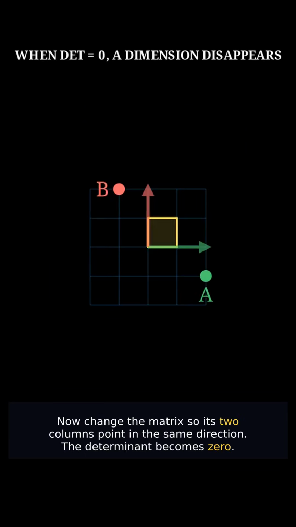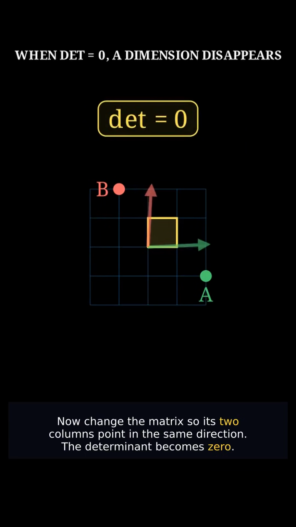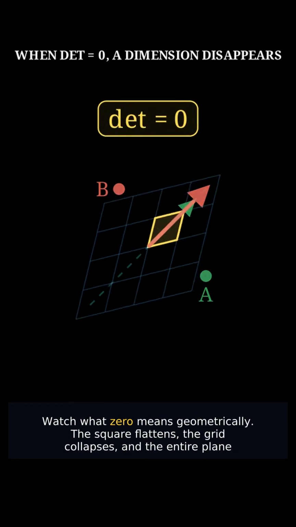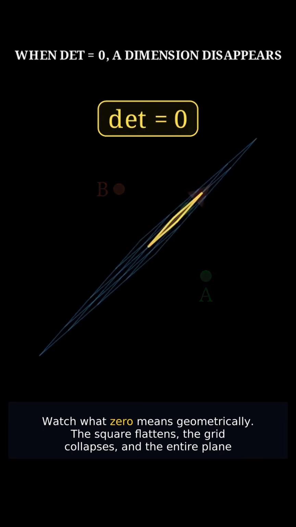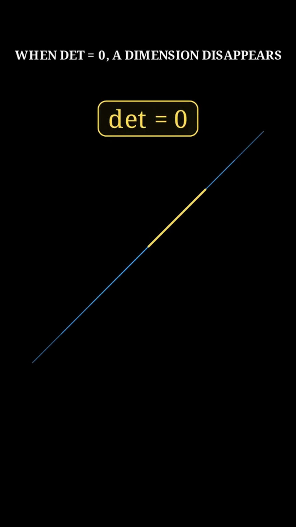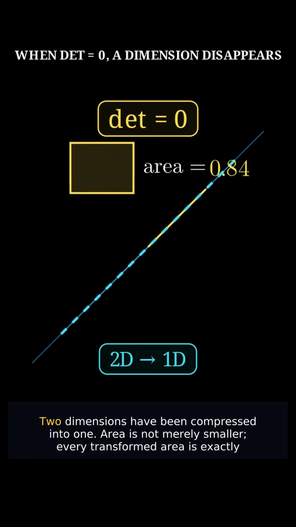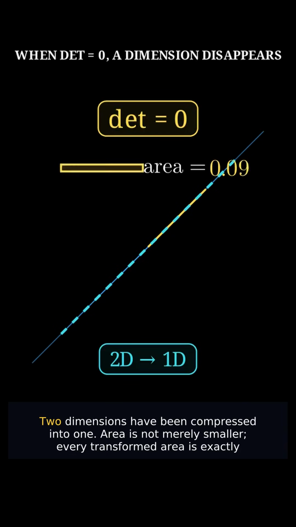Now change the matrix so its 2 columns point in the same direction. The determinant becomes 0. Watch what 0 means geometrically. The square flattens, the grid collapses, and the entire plane becomes one line. 2 dimensions have been compressed into 1. Area is not merely smaller. Every transformed area is exactly 0.